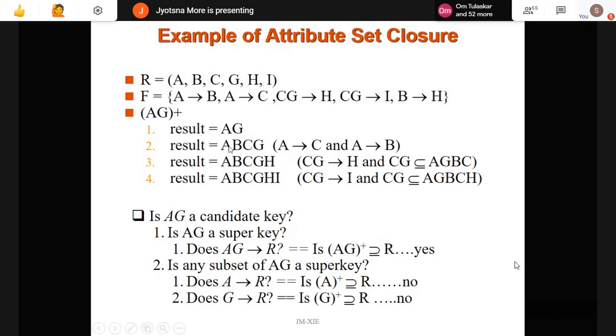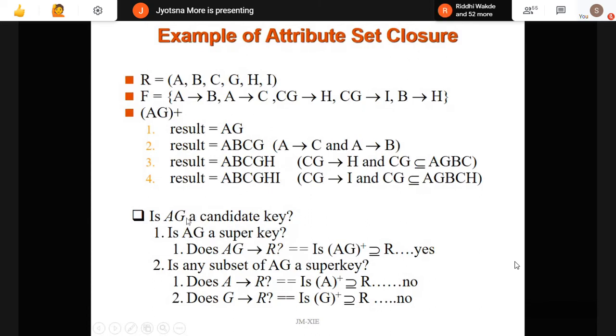Next, I have here CG, right? CG determines something, which is H. Similarly, CG determines I. So I can add that. CG determines H, and CG is also part of my result. So I have added H here, I have added the I over here, right? So this is my final attribute closure for AG. Clear? So with this, we are getting the attribute closure.